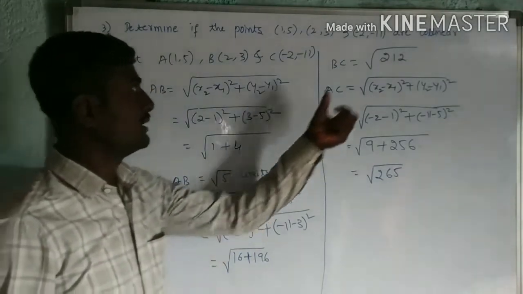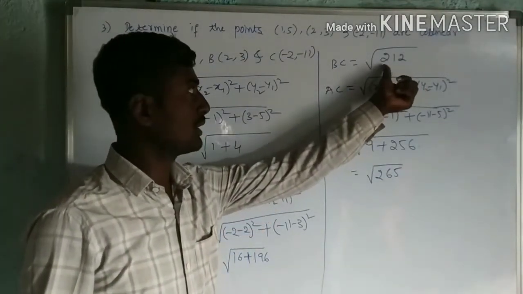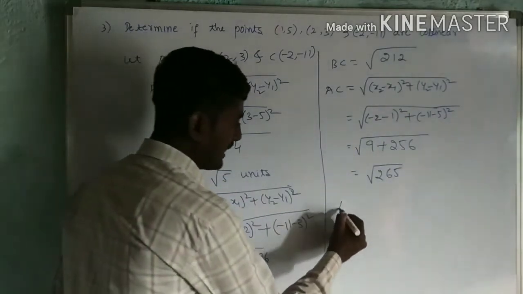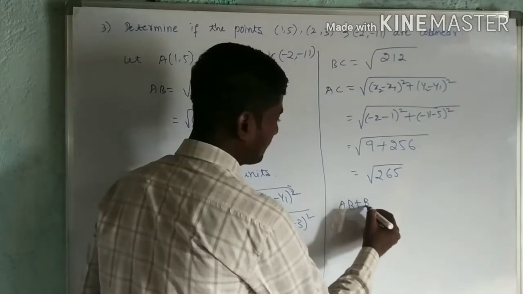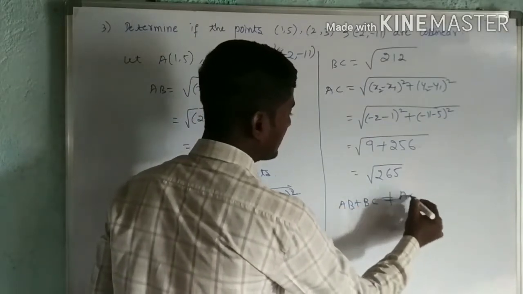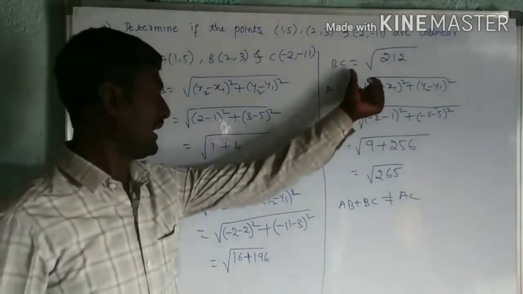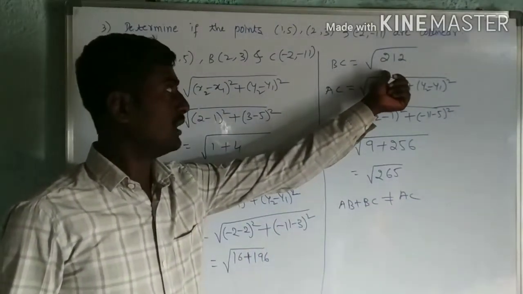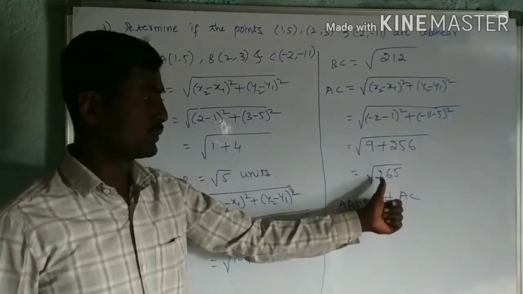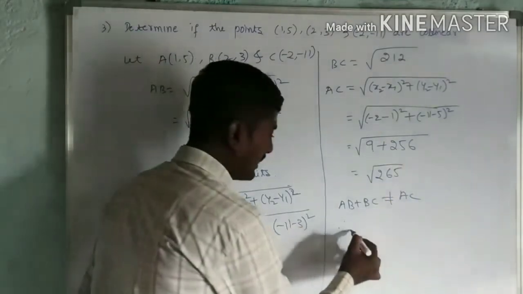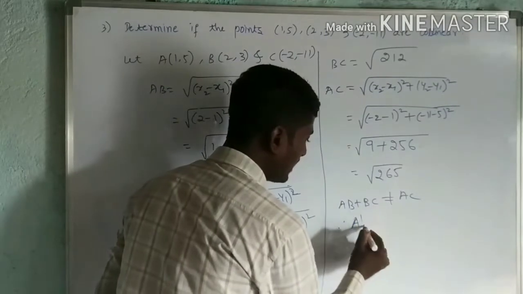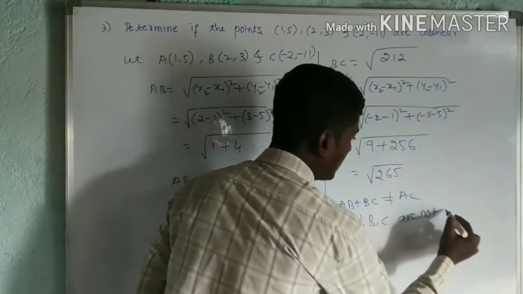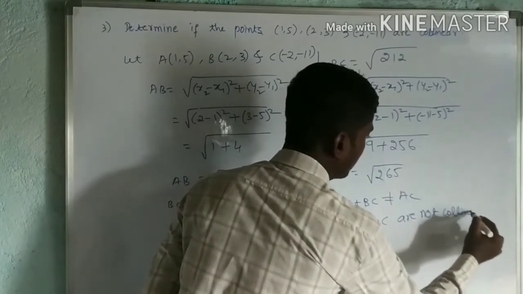AB is root 5, BC is root of 212 and AC is root of 265. Now AB plus BC is not equal to AC. If you add these two, root 5 plus root 212 is not equal to root 265. Therefore, A, B, C are not collinear.